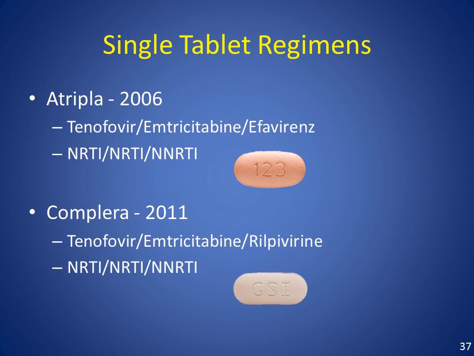In 2011, we had Complera come on the market, which was very similar to Atripla in that we had 2 NRTIs plus an NNRTI. The difference between these 2 medications was that the efavirenz in the Atripla was substituted for rilpivirine in the Complera.